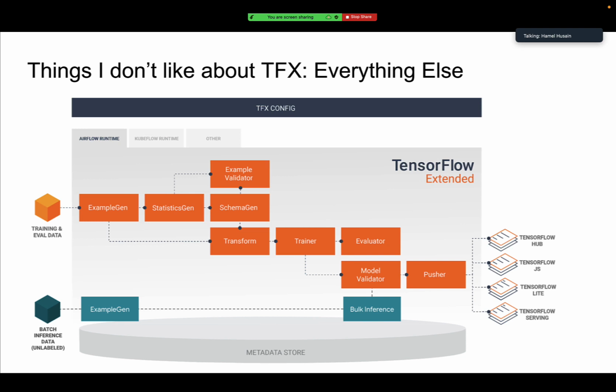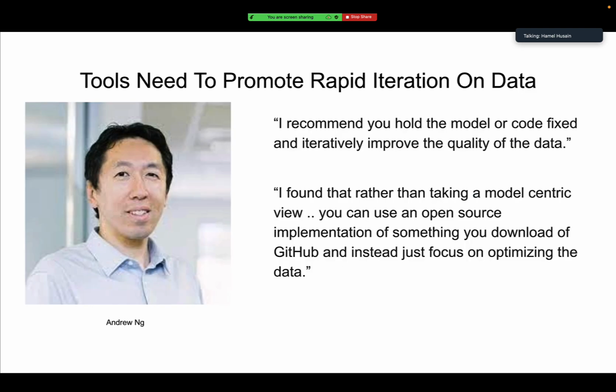So things I don't like about TFX is everything else, and I'll talk more about that. The first thing that I want to mention is tools need to get out of your way, especially in critical parts of the workflow. One critical part of the workflow is iterating on data.